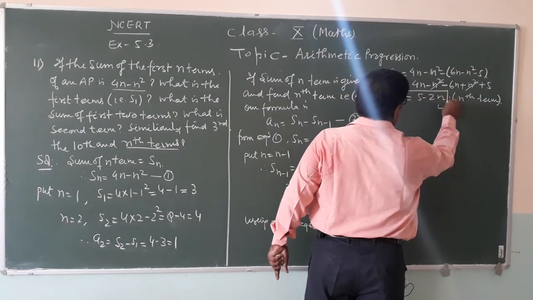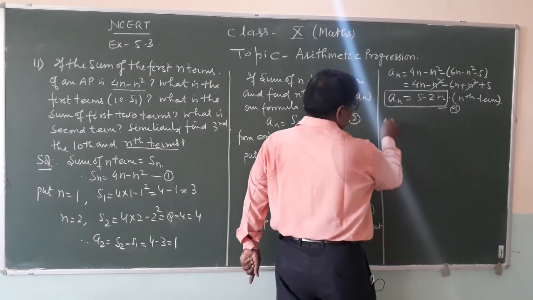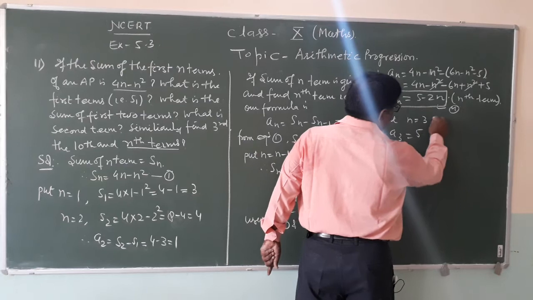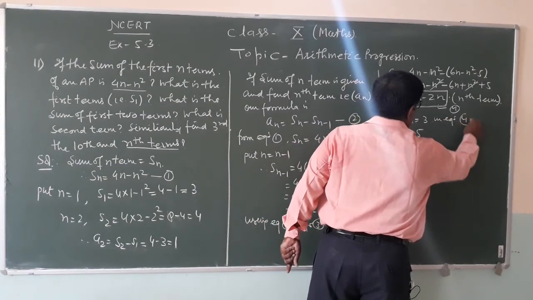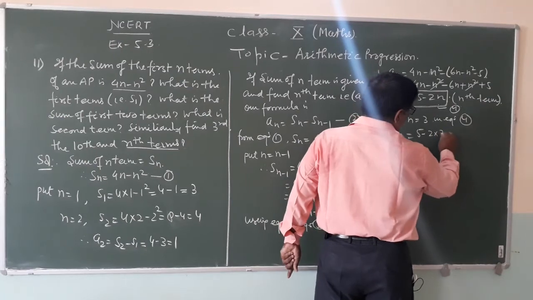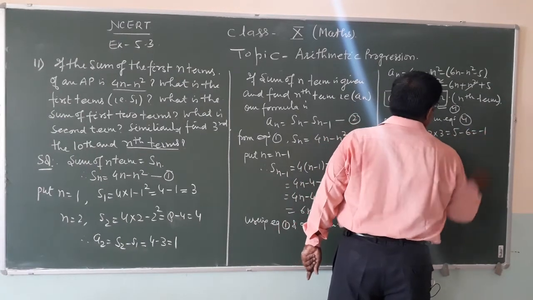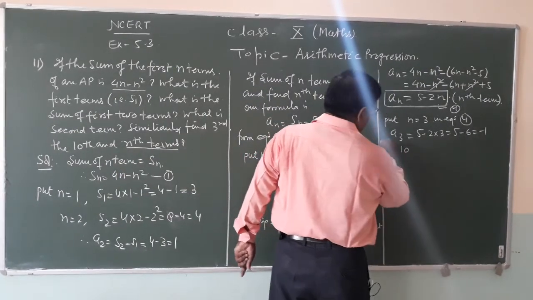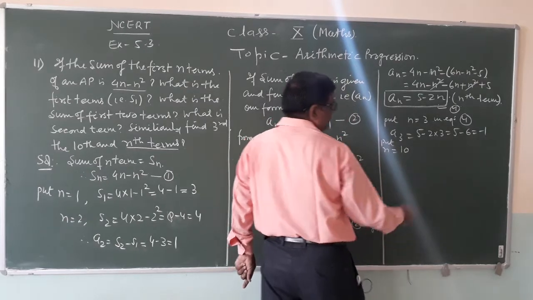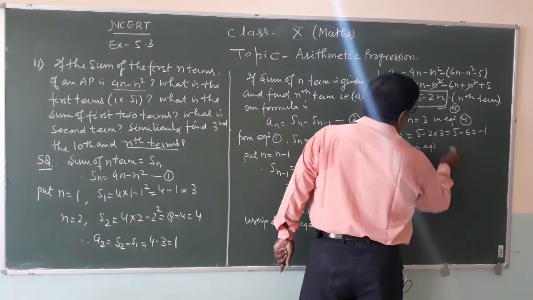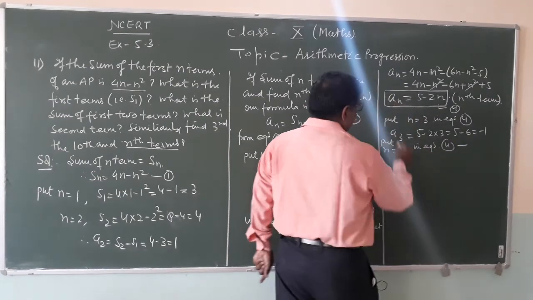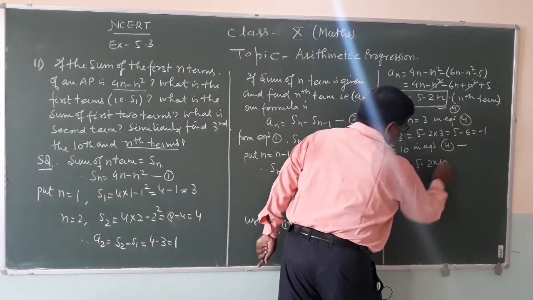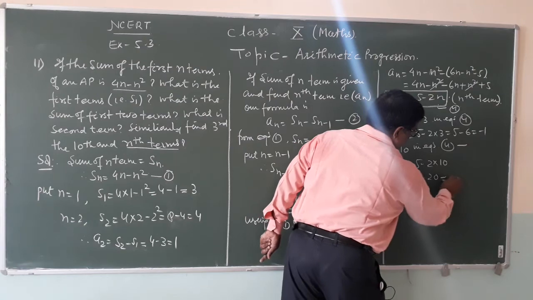Now we have to put n is equal to 3. So a3 is equal to, in equation 4, 5 minus 2 into 3, that is 5 minus 6, which is minus 1. Now n is equal to 10. Put again n is equal to 10 in equation 4. This implies that a10 is equal to 5 minus 2 into 10, that is 5 minus 20, which is minus 15.